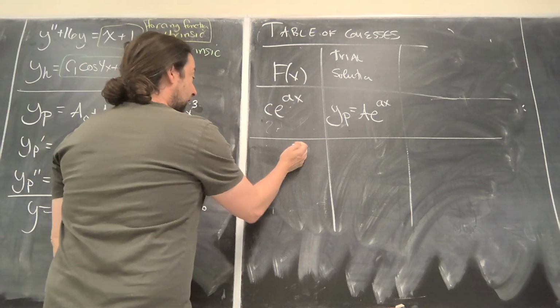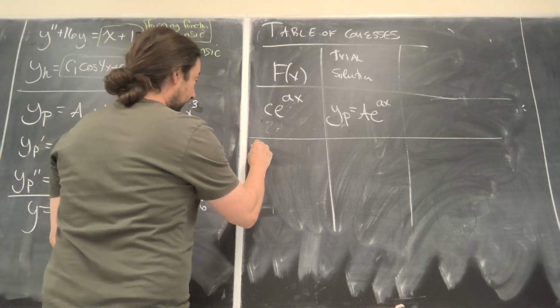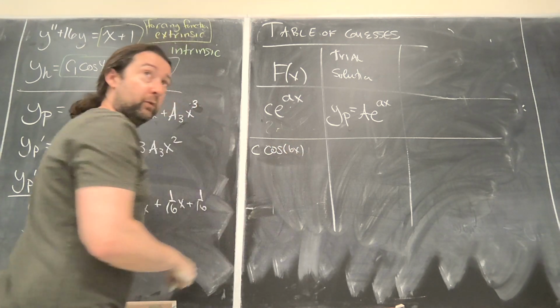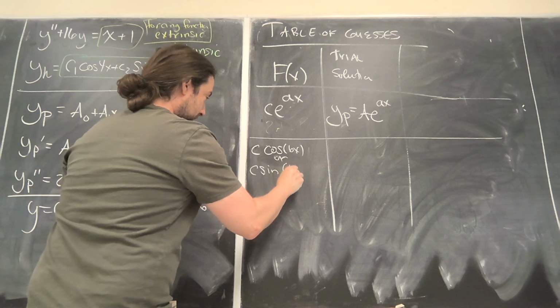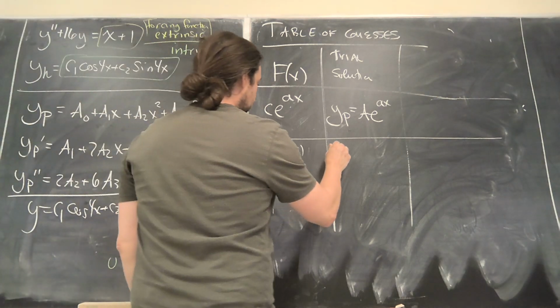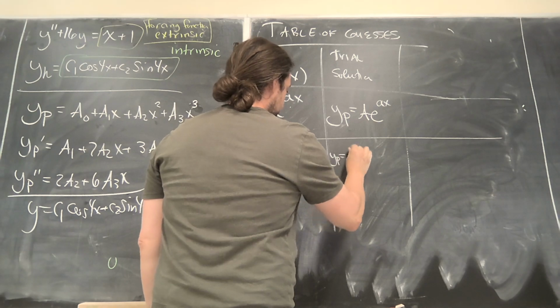If I see a trig function over here, which is a frequent thing to come at physical systems, I might have something like c times the cosine of bx as my forcing function, or c times the sine of bx. Because sines and cosines have derivatives that flip back and forth, when I make my guess for the particular solution here, I need to include both a sine and a cosine term.